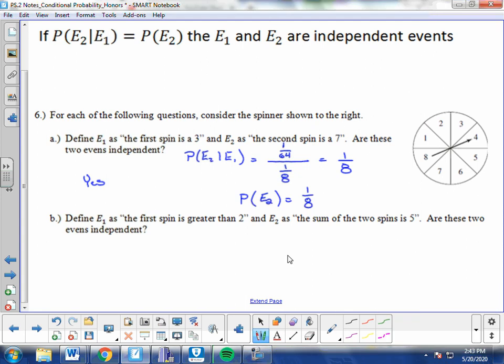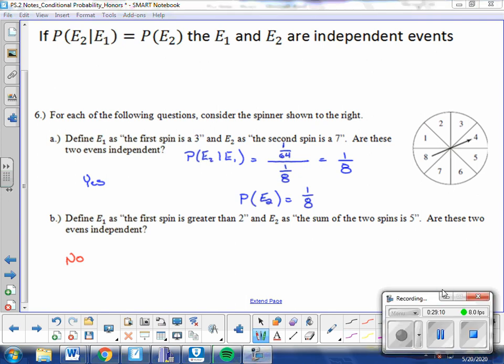Okay, hopefully you got a chance there to get an answer for B, and hopefully you said that no, these events are not independent. So event 1 is that the first spin is greater than 2. Event 2 is that the sum of these two spins is 5. Are these two events independent? And hopefully, again, we said no.